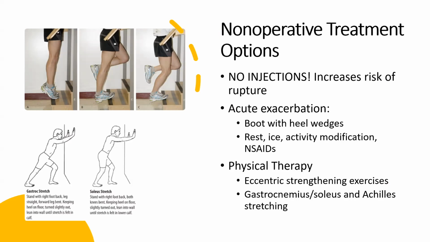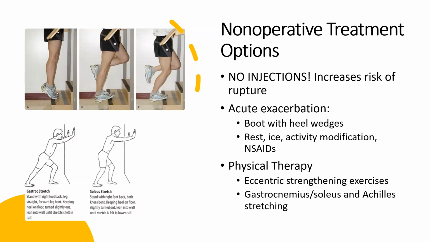Typically, if a patient presents with an acute exacerbation or flare of Achilles tendonitis, I'll want to calm it down at first. So calm it down with a boot and heel wedges just to take pressure off the Achilles. And then really do the same things that we would do for an ankle sprain: rest, ice, modify your activities, and anti-inflammatories.